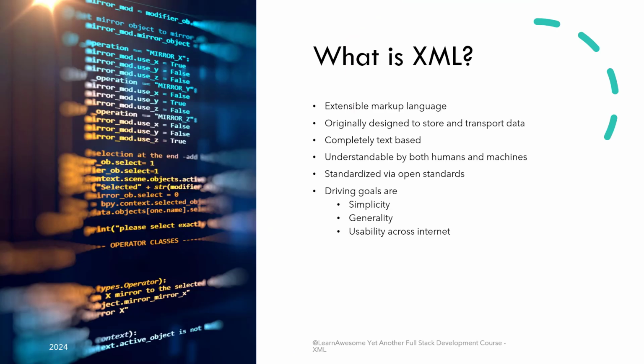So, what is XML? It is short for Extensible Markup Language, and it was originally designed to store and transport data. It is a text-based format, and its greatest quality is that it is understandable by both humans and machines. It is standardized via open standards, and its driving goal is simplicity, generality, and usability across the Internet.